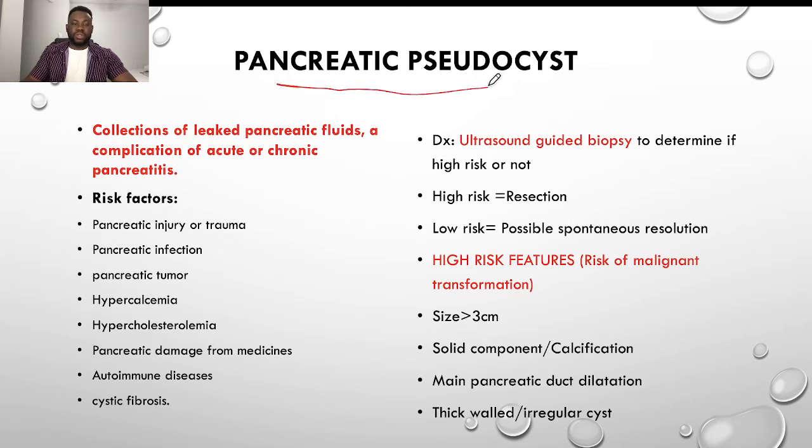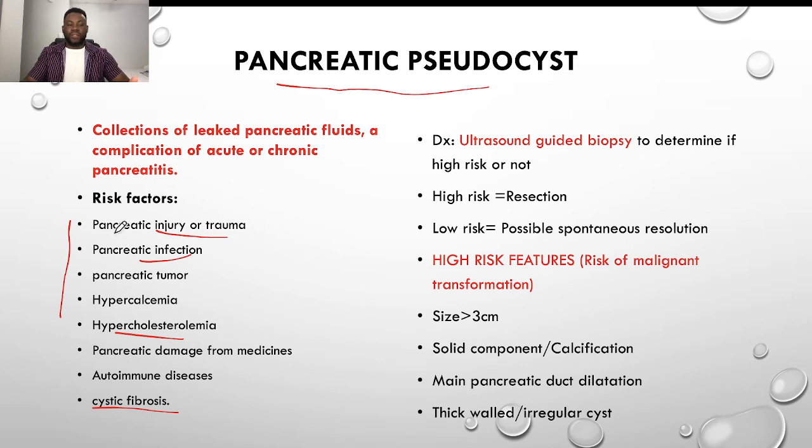Next is pancreatic pseudocyst. So this is a major topic that there's a lot of information I've put here. I'm not comparing it to anything, but I just want to talk about the pancreatic pseudocyst. So pancreatic pseudocyst is a collection of leaked pancreatic fluid, which is a complication of acute or chronic pancreatitis. There are many causes of it. As we see here, it could be due to infection, trauma, hypercalcemia. These are all risk factors. Cystic fibrosis, autoimmunity, and hypercholesterolemia are all risk factors.